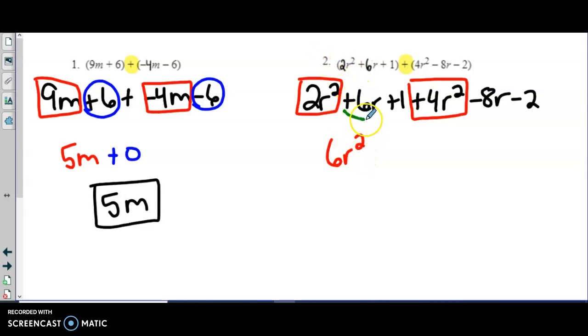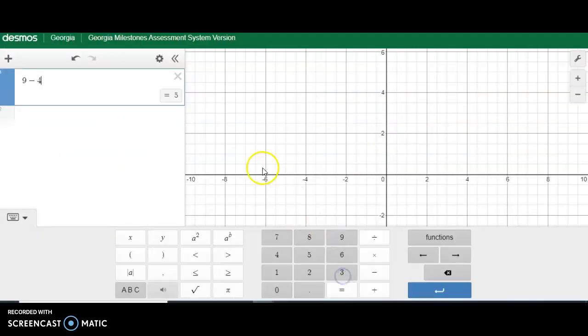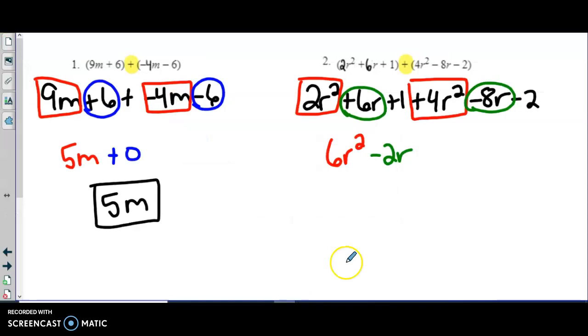And then next I have a 6r, so I'm going to look and see if I have any other r's. Yep, I have a -8r. Remember, when you circle these, always keep the sign that's in front of it. And like here, if you don't see a sign, you know that that's positive. So 6r minus 8r, that's going to be a -2r. But let's say you didn't know that in your brain and you wanted to check it in your calculator. Remember, you can't type the r in the calculator, so you would just do 6 minus 8, get the -2, and then put the r back on your answer.